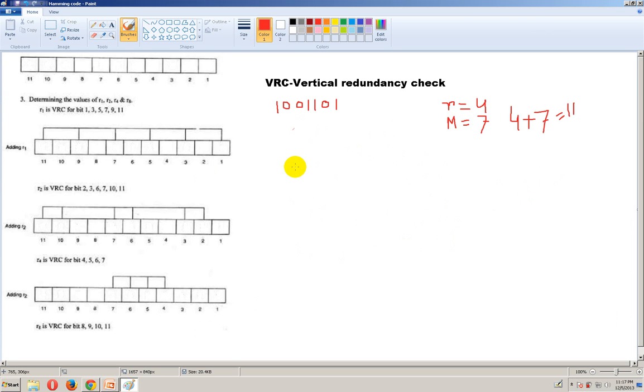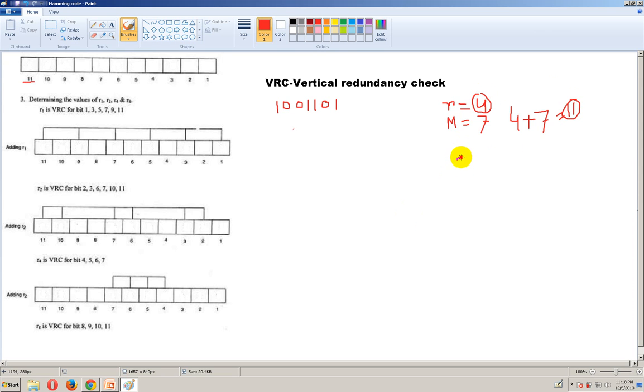Now in this step we need to find the exact positions, that means how many positions we have. We have r, the redundancy bits, which is 4, and the data bits m, which is 7. So 4 plus 7 equals 11. There are a total of 11 positions, and we mark them 1 2 3 4 5 6 until 11. Now we need to calculate the extra redundancy bits. We got 4 redundancy bits, so what are the positions of these 4 bits? Let's find the positions.